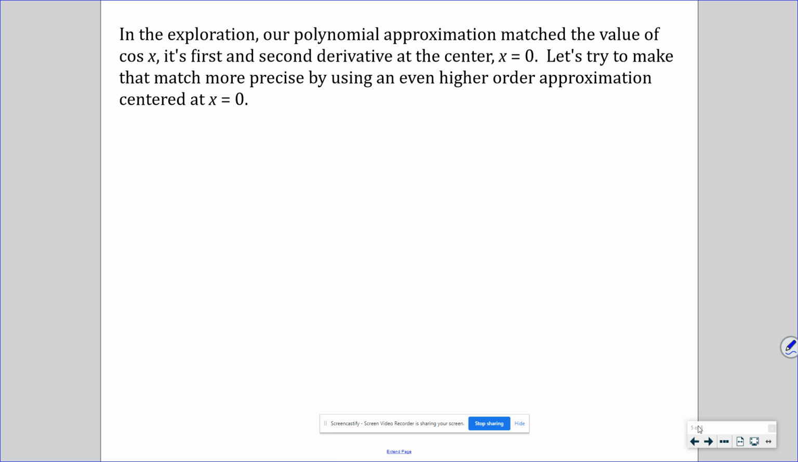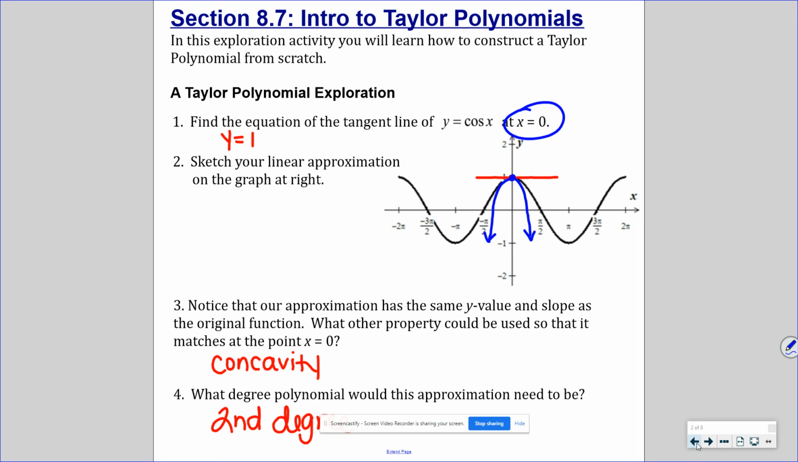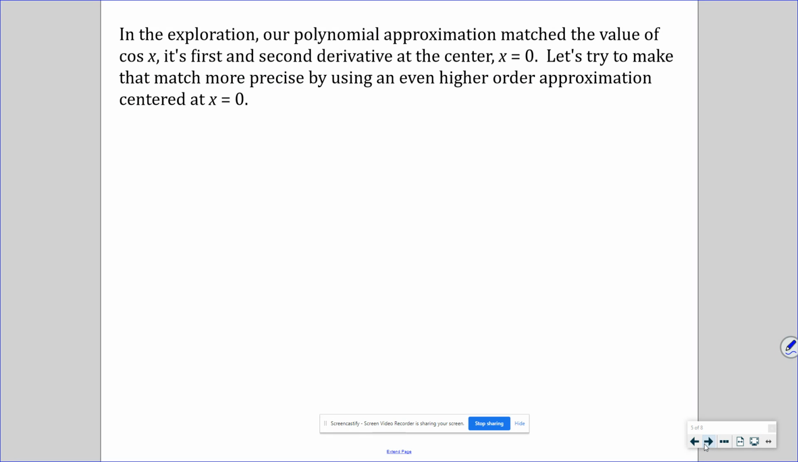It says, in the exploration, our polynomial approximation matched the value of cos x, its first and second derivative at the center x equals 0. Let's try to make that match more precise by using an even higher order approximation centered at x equals 0. So basically what we're saying here is we didn't do a whole lot of work to create this polynomial. It's only a second degree polynomial, but you can increase the degree of your polynomial, and the higher you increase it, if you follow this pattern, the more similar it will become to your cosine wave.